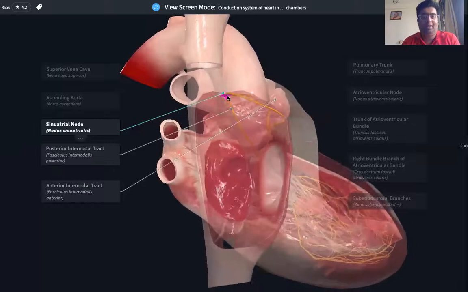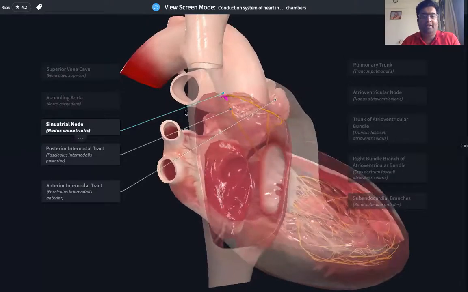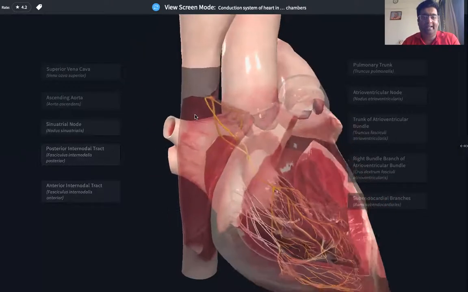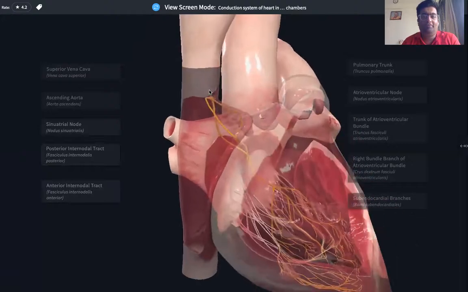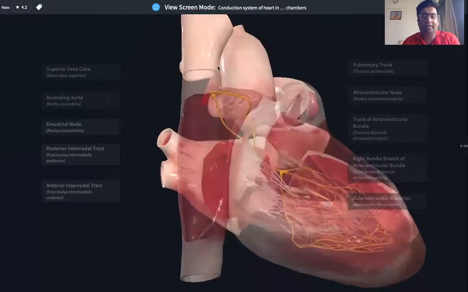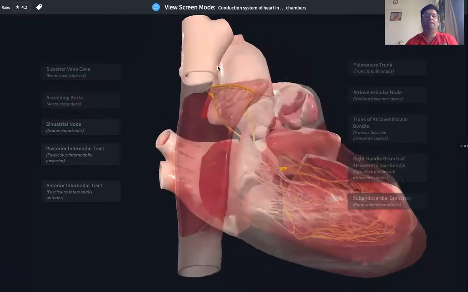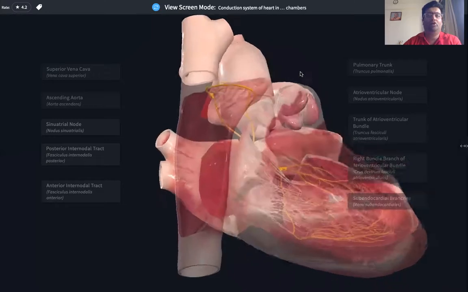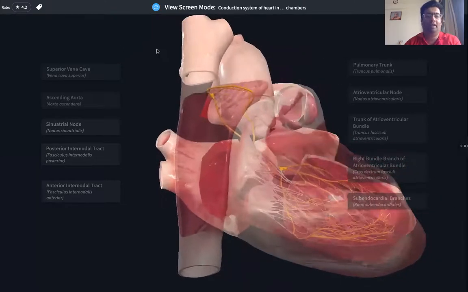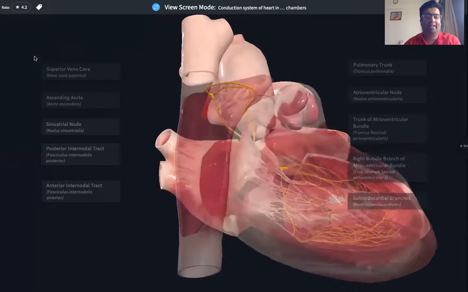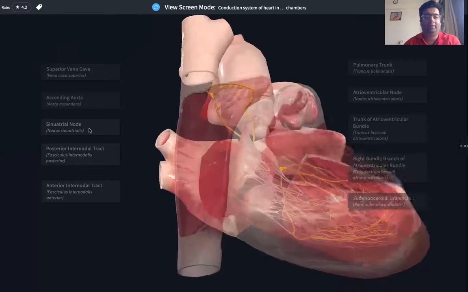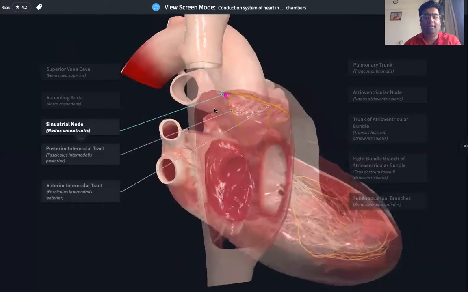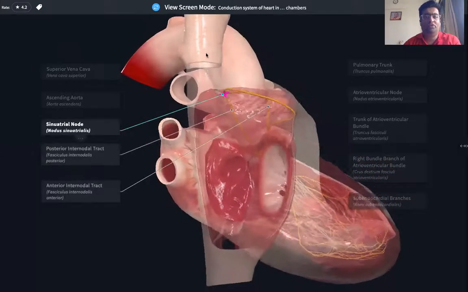pacemaker. Now, as you all can clearly see the location, it is located in the walls of the right atrium, close to the opening of the superior vena cava. I repeat, it is located in the walls of the right atrium, close to the opening of the superior vena cava. So if I have to highlight the sinoatrial node here, you can see that very clearly. It is located just close to the opening of the superior vena cava.